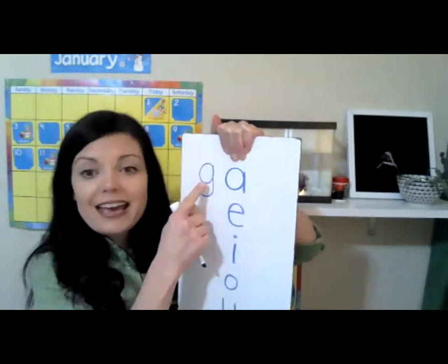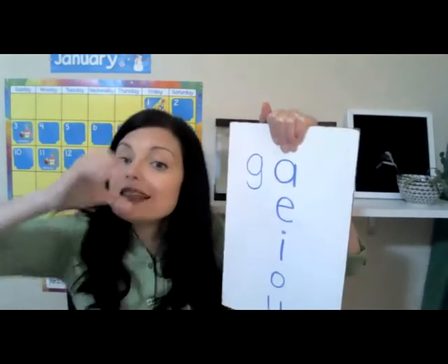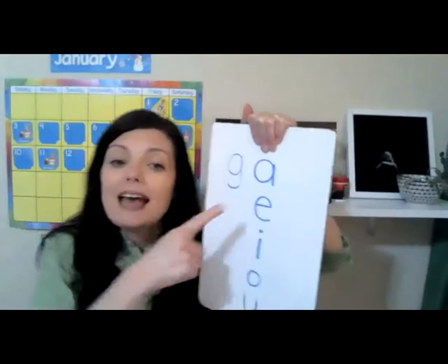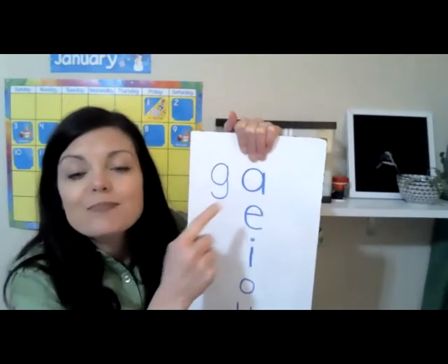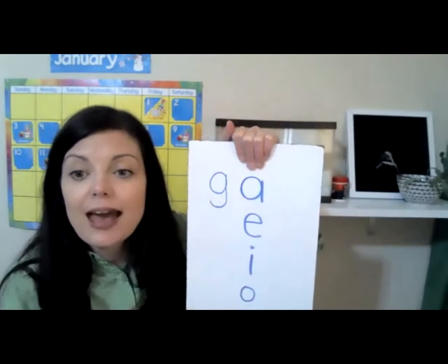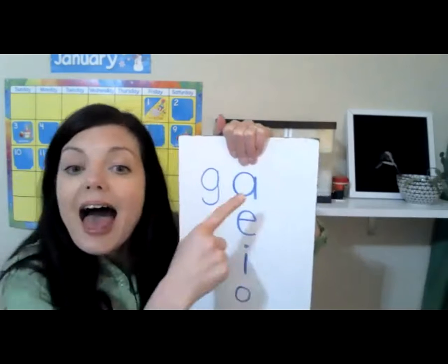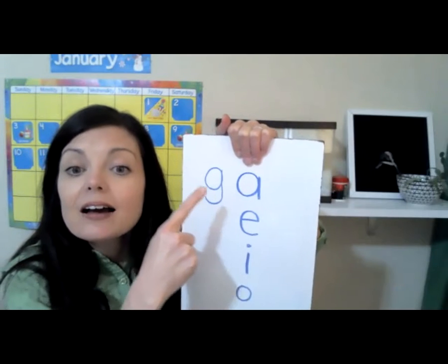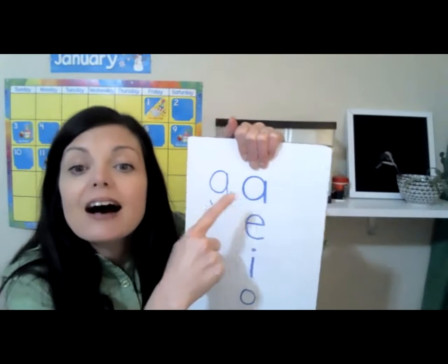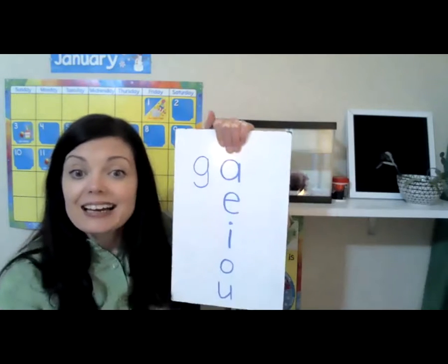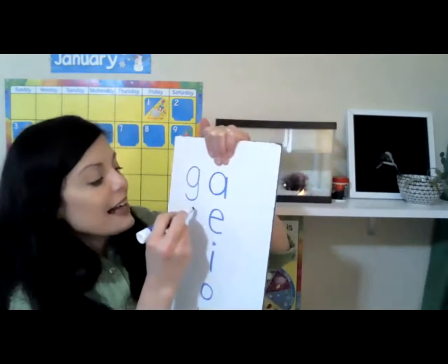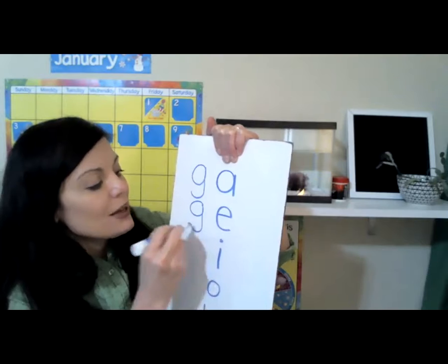So let's put the letter G with an A. We know what G says. G says G, G, G. And A says ah, like when you sneeze. So let's blend this together, okay? G, ah, ga, ga, ga. Great work.